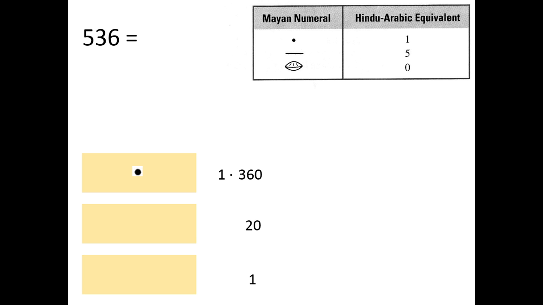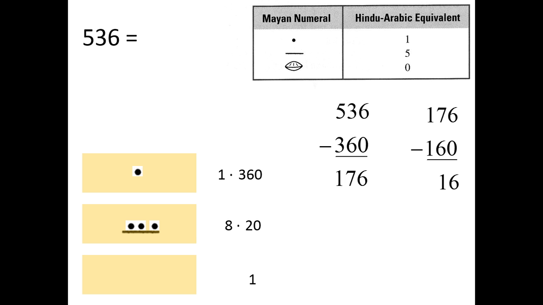Then once we've accounted for that one group of 360, that leaves us with 176 to represent in the other 2 places. So now we have to see how many groups of 20 we have in 176. Well, there's 8 groups of 20 in 176. We represent 8 with 1 horizontal line and 3 dots. So 8 20s are 160, which leaves us with 16 to represent in the final place. 16 is represented by 3 horizontal lines and 1 dot. So now we've got the number represented in Mayan.